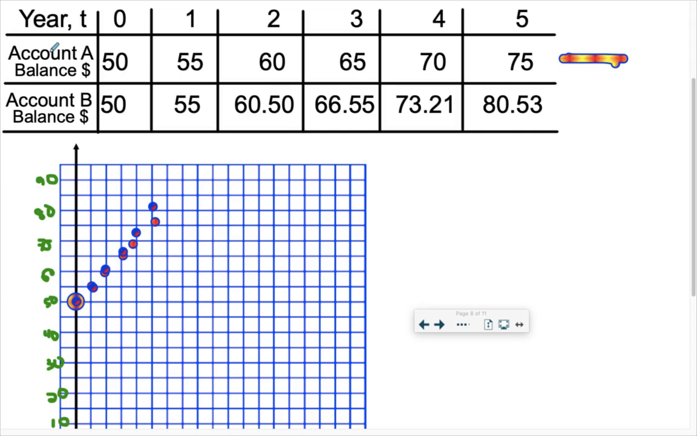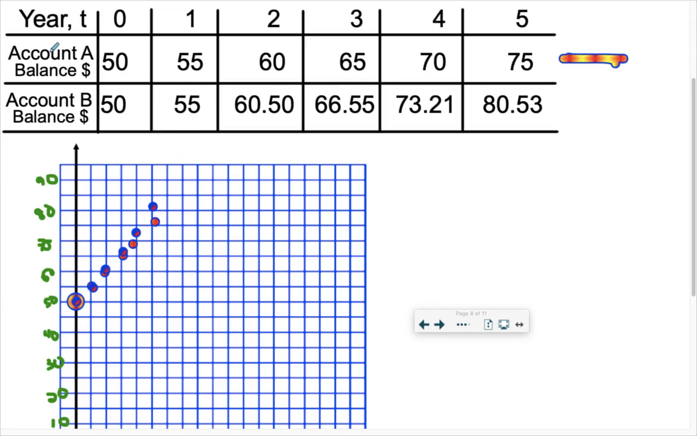So kind of notice how if we were to keep going, that one's probably going to kind of have a little, see how it's kind of curving up? Whereas the other one, account A, has kind of that straight line. They appear to all be in a nice straight line.